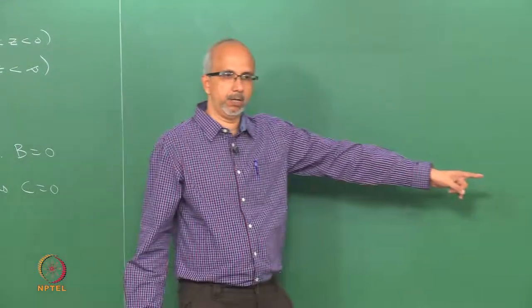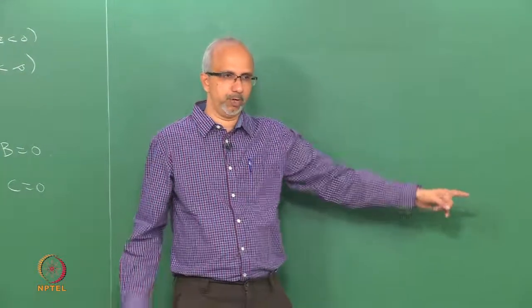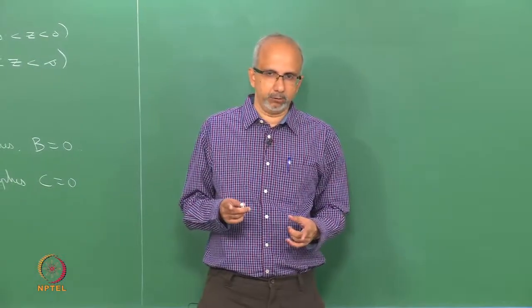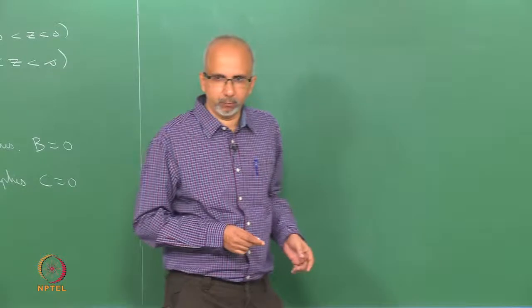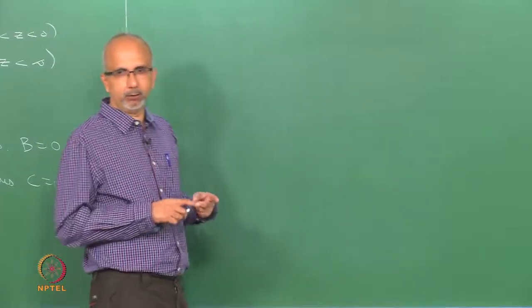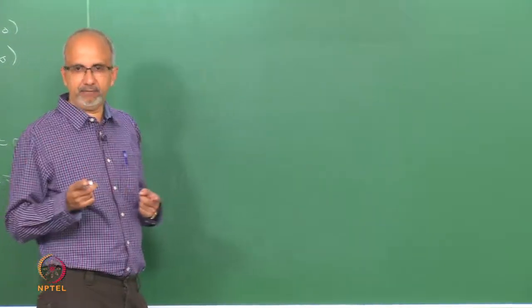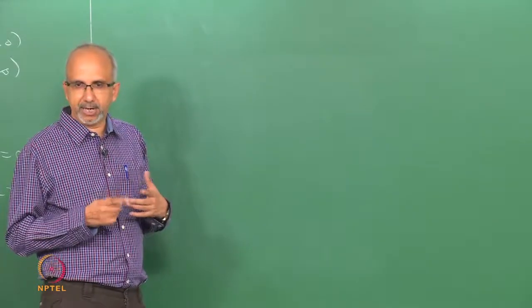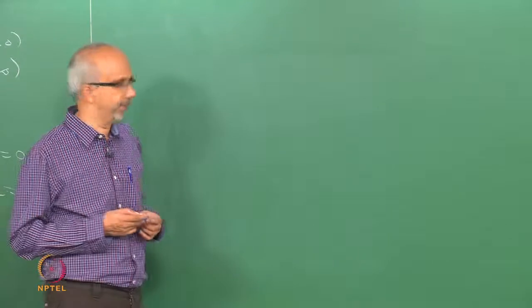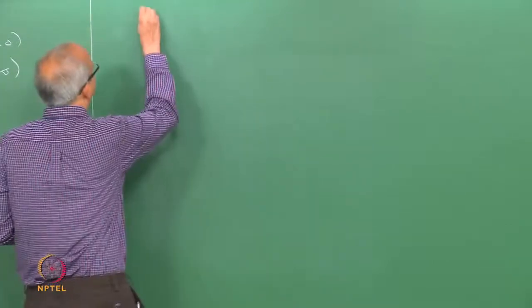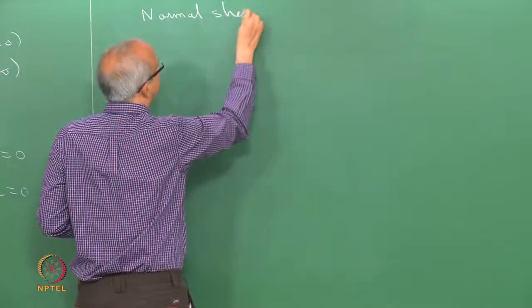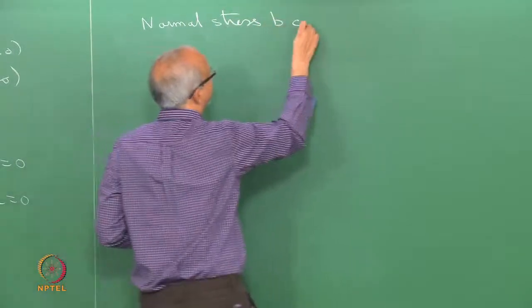So my job is now reduced to, what I have just found out is that A equals D, and my job now is reduced to finding out either A or D, whatever you want. And for that I go back to using the boundary condition, and anyway I am going to be able to find the solution only to within an arbitrary constant. Okay. So what I am going to do is use the normal stress boundary condition.